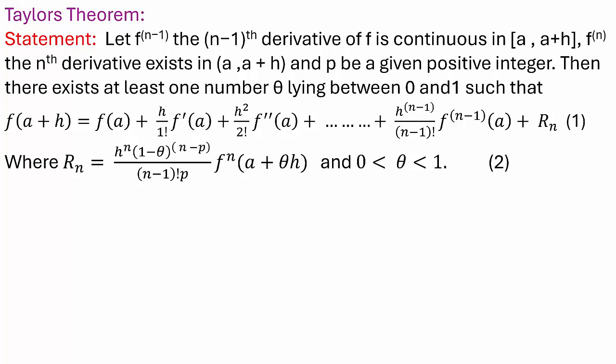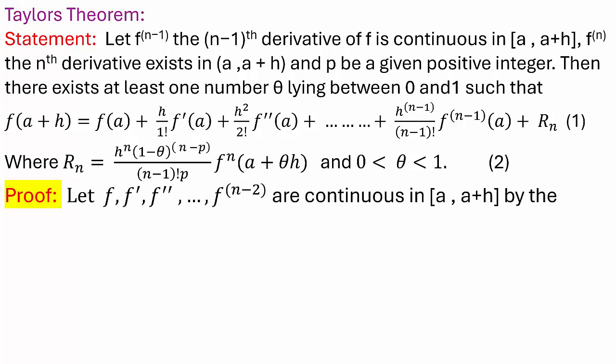For these three conditions, there exists at least one number theta lying between 0 and 1, such that f(a+h) = f(a) + (h/1!) f'(a) + (h^2/2!) f''(a) + and so on, up to (h^(n-1)/(n-1)!) f^(n-1)(a) + Rn, where the remainder term Rn is h^n (1-theta)^(n-p) / ((n-1)! p) times f^(n)(a + theta h), that is, the nth derivative of the function at the point a + theta h.